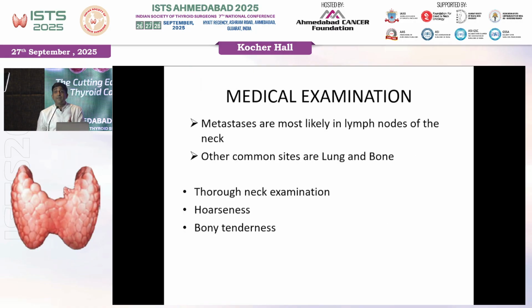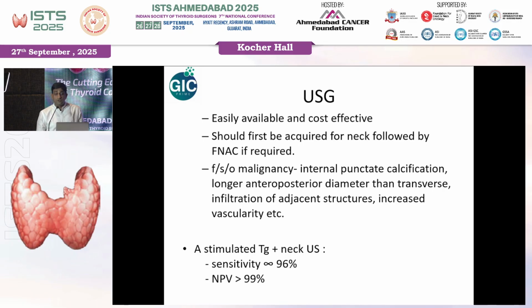After that we go for the medical examination, and we look for the metastatic site, most commonly in the lymph nodes of the neck. Other common sites are the lungs and bone. So through neck examination, ask the history, any hoarseness of voice, any bony tenderness is present or not. So first we do the sonography. It is easily available and cost effective.